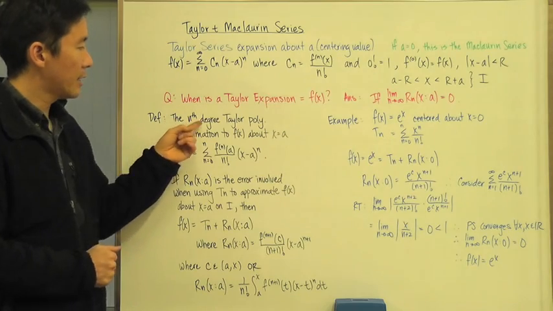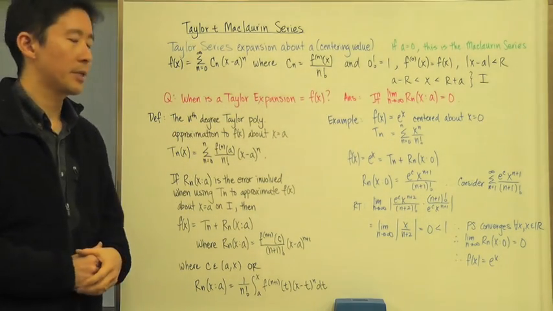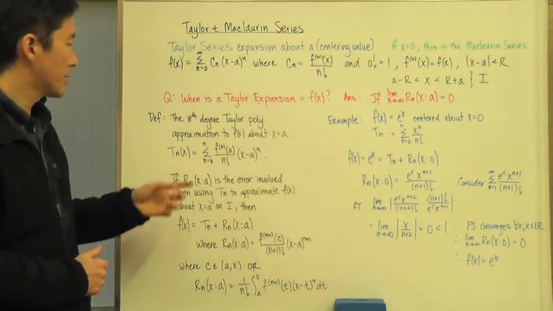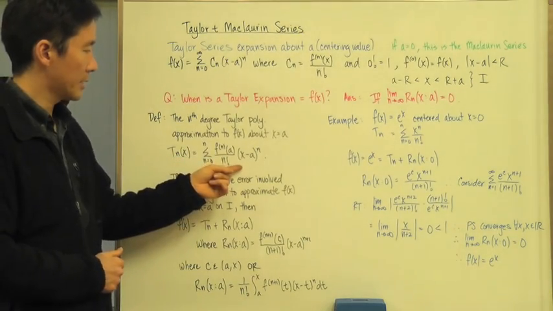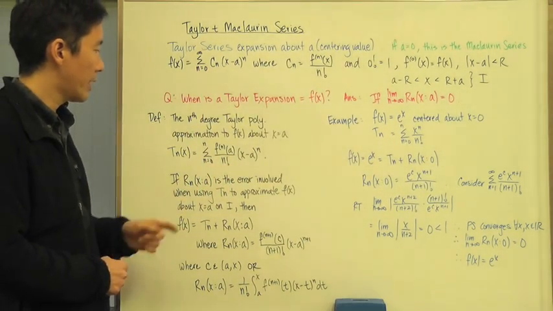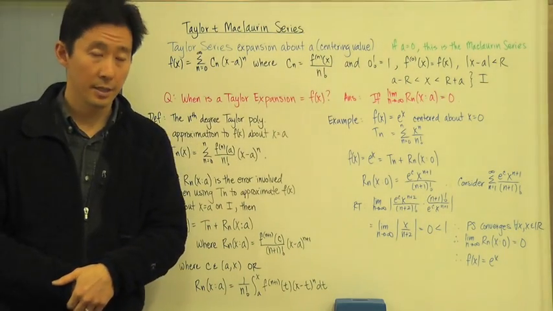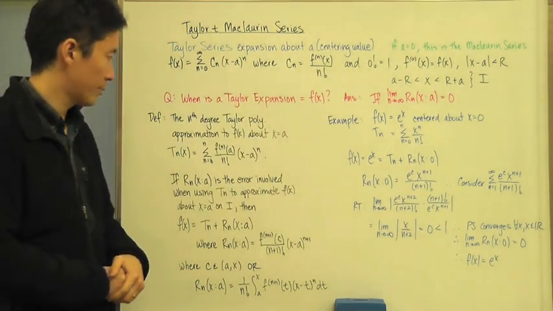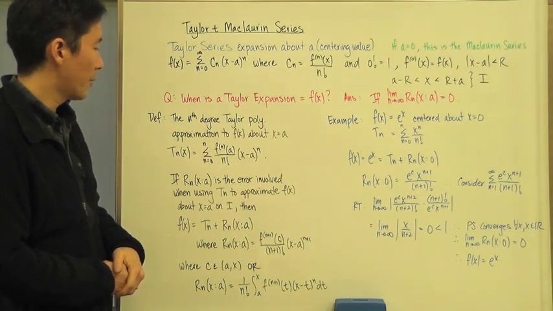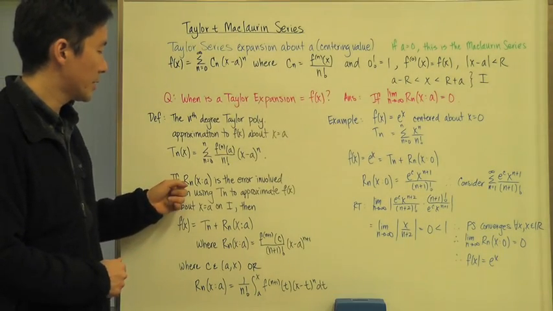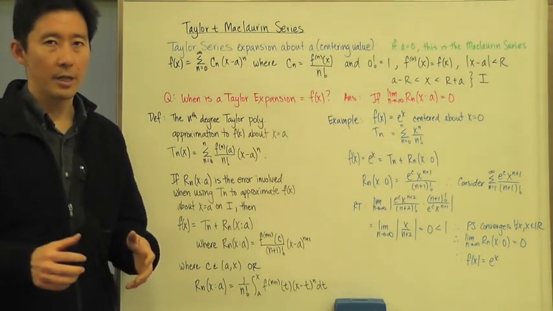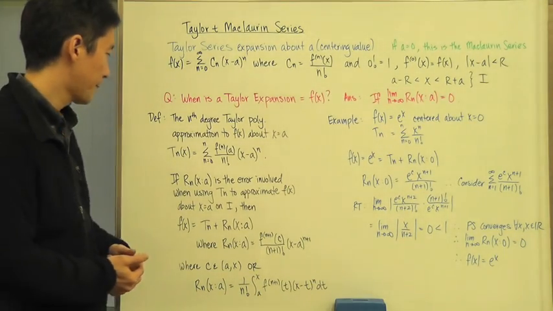It says that the nth degree Taylor polynomial approximation to f of x about x equals a is going to look like this. Now it's nothing different from what we have here, except for the fact that we're only taking the first n terms. And what we're going to do then is use this notation here to talk about the remainder. In other words, everything that's left.